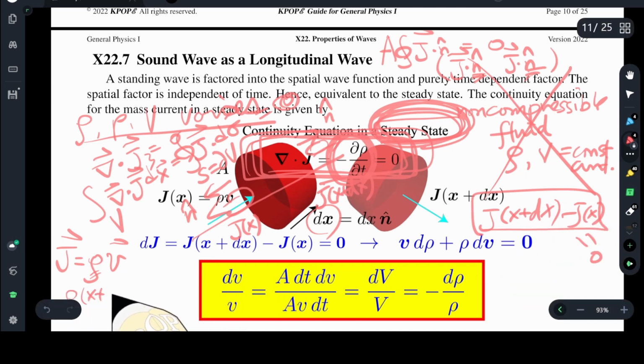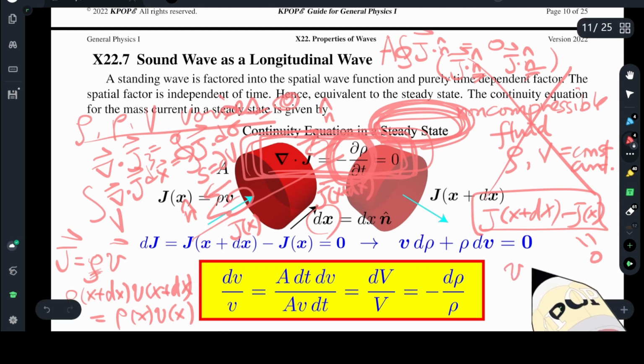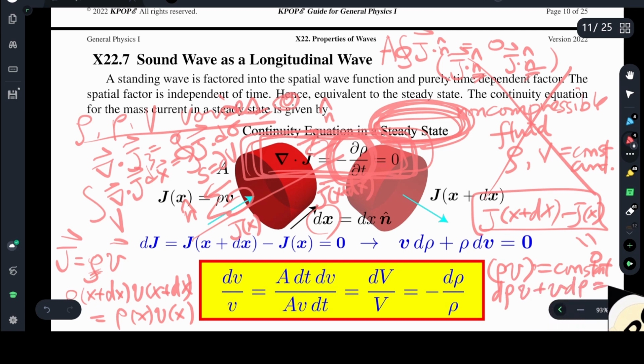That means rho at x plus dx times V at x plus dx equals rho at x times V at x. It does not mean it is 0. Both rho and V vary, but the product is constant. So if the product rho V is constant, then we have d rho V plus V d rho is 0.